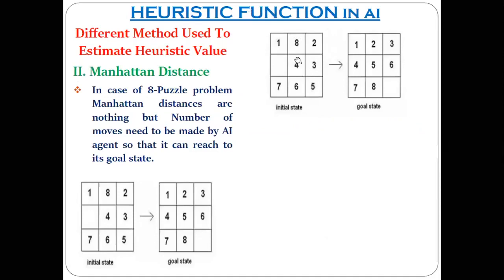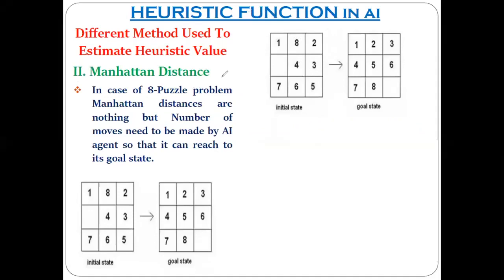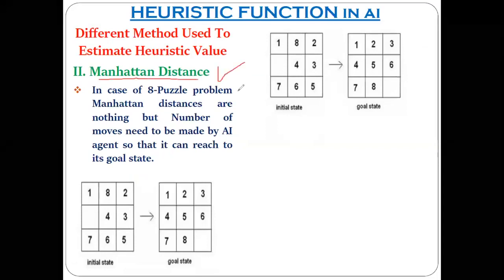We have the value that is nothing but the Euclidean distance. The second that can be utilized is the Manhattan distance. You must have heard about this also. If you try to apply this method to the 8 puzzle problem that we have already solved, what exactly is this Manhattan distance? This Manhattan distance is nothing but the number of moves that need to be made by the AI agent so that it can reach the goal state. What does it mean?